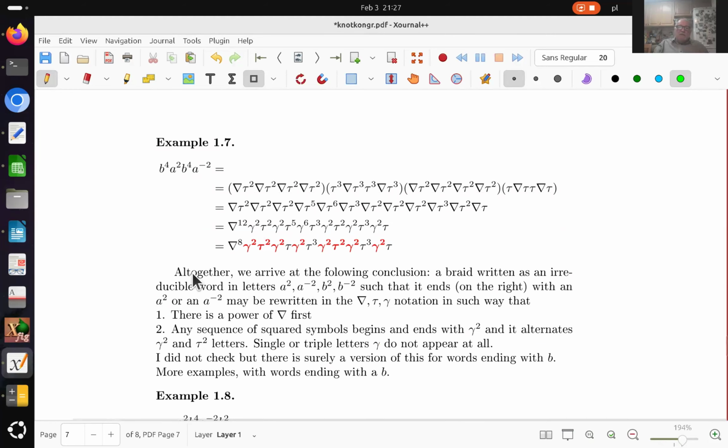Let's just say that a braid that is written as an irreducible word in letters a square, a negative 2, b square, b negative 2, assuming that it ends with a square or a negative 2, may be rewritten in letters nabla, tau, and gamma in such a way that some power of nabla appears first, then you have a sequence of symbols beginning and ending with gamma square, and it alternates gamma square and tau square.